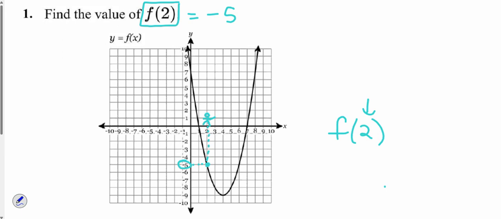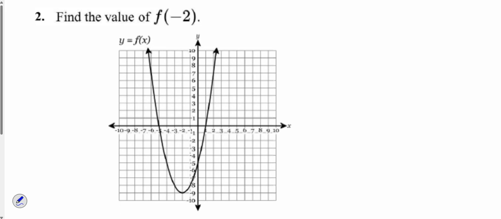Whoops, I just stepped on my mic. All right. I know this sounds really basic, but for some reason, students struggle with this. Even students in my pre-calc class struggle with it. So let's do it again.